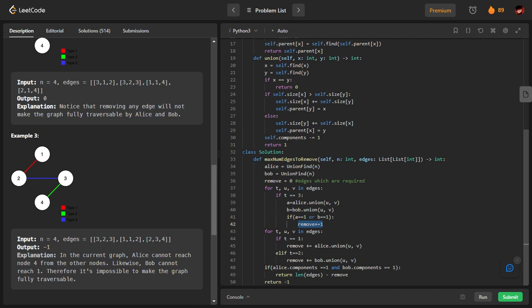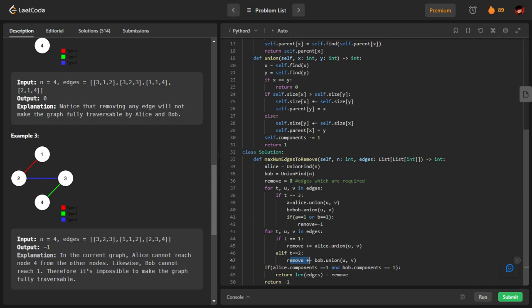This was all about type 3 edges. Now come to type 1 and 2. We're again traversing the edges, and this is for type 1 now. Again do a union for Alice for U and V. If it is a mandatory one, add it. Similarly do it if T equal to 2. Just do a union of U and V. If it is a mandatory one, it will return 1, then add it to remove.